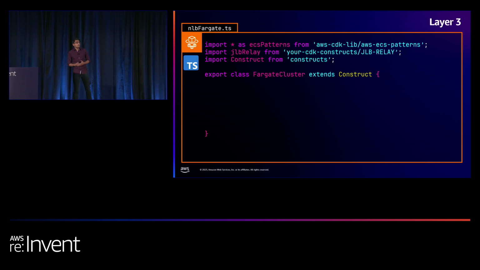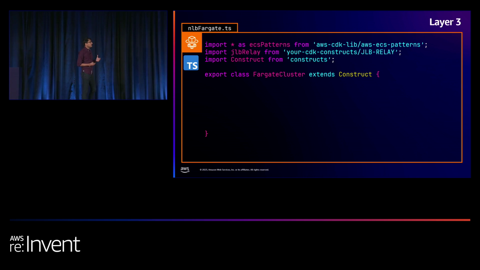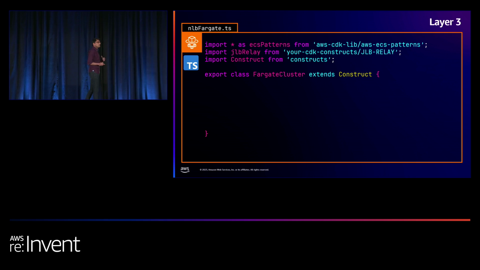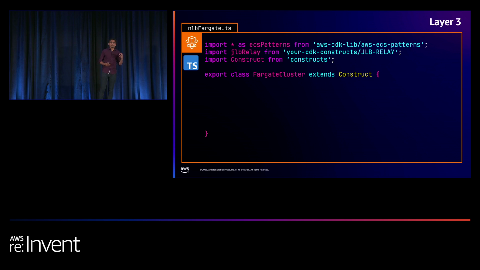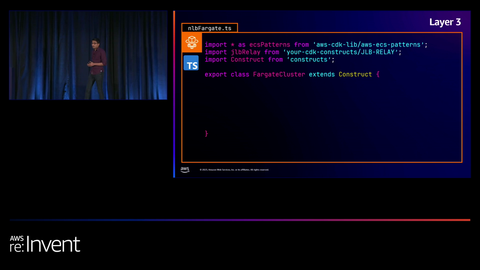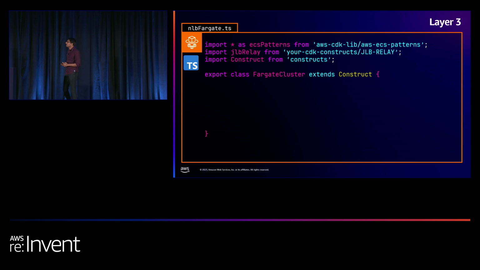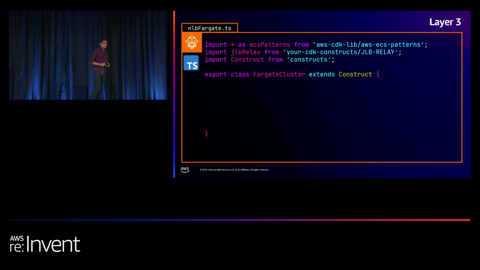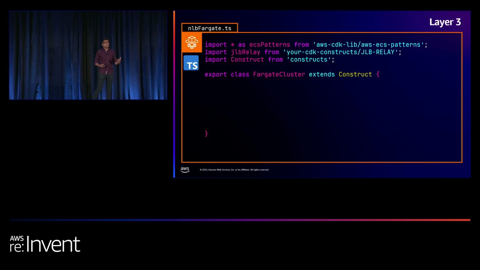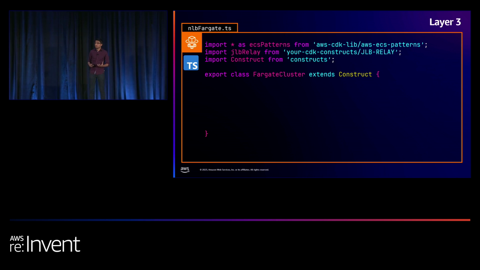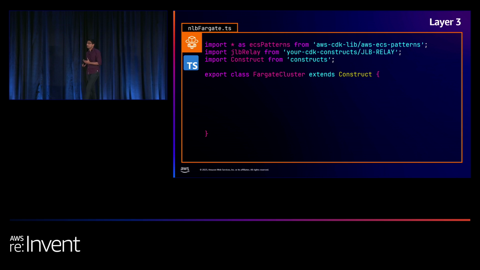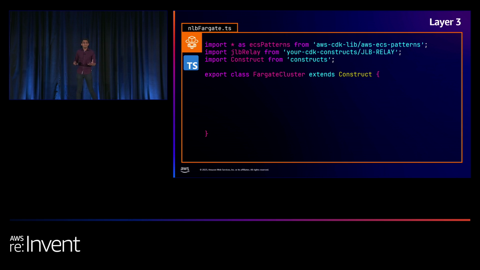We start by importing the basic ECS pattern from the AWS CDK. That's going to be the base that we use to build all of our constructs and our defaults. Once we have that, we go ahead and define our custom JLB relay. Now, this is going to be a separate construct that we created specifically for our integration with Fargate. Finally, we go ahead and create our class, the Fargate cluster. This is going to extend the construct class and be a composition of a bunch of these resources that we're using to meet our needs.